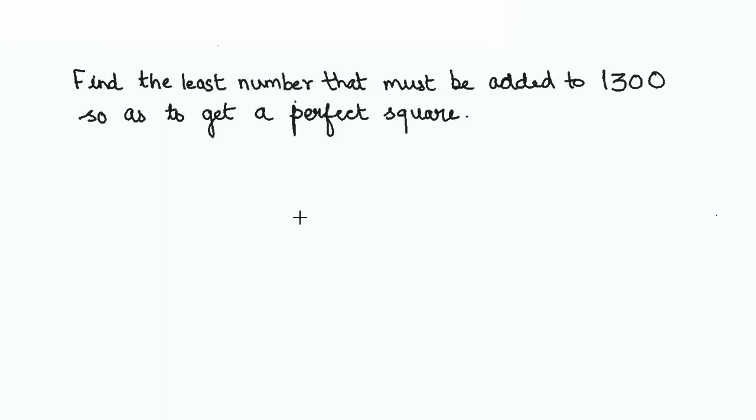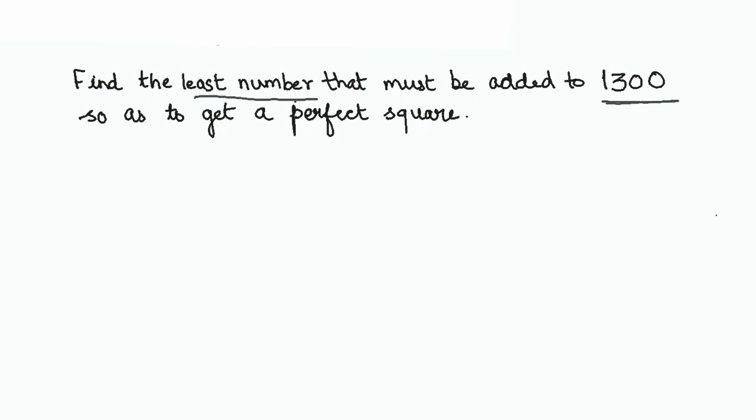So let's learn something very interesting today. Let us learn how to find the least number that must be added to 1300 so as to get a perfect square. Please try to understand the concept so that you will be able to solve more questions of this type.